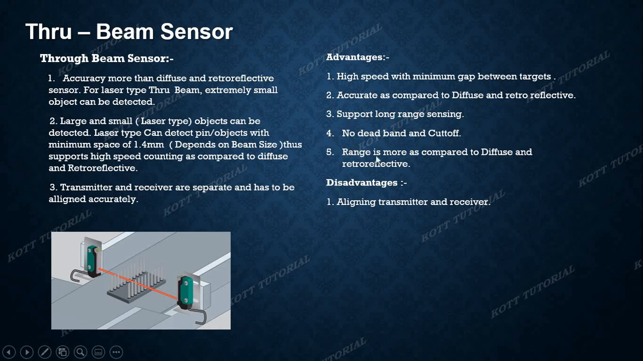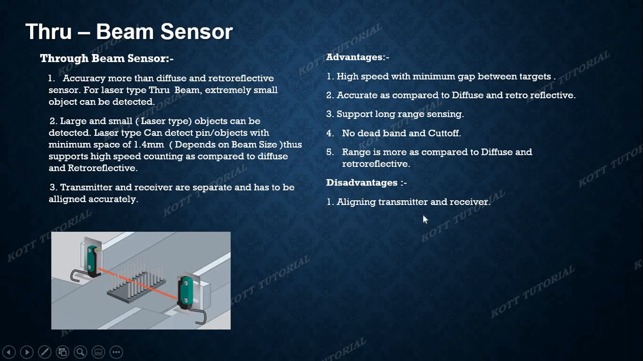No deadband and cutoff. See, in this through beam method, there is a transmitter, and that light is received at the receiver end. There is no cutoff range like a minimum zone or dead zone. If our needle is coming at even less than 5 mm, it can detect. So there is no dead band or cutoff. There is only the area between the transmitter and the receiver. If any object comes in between, it will detect successfully.